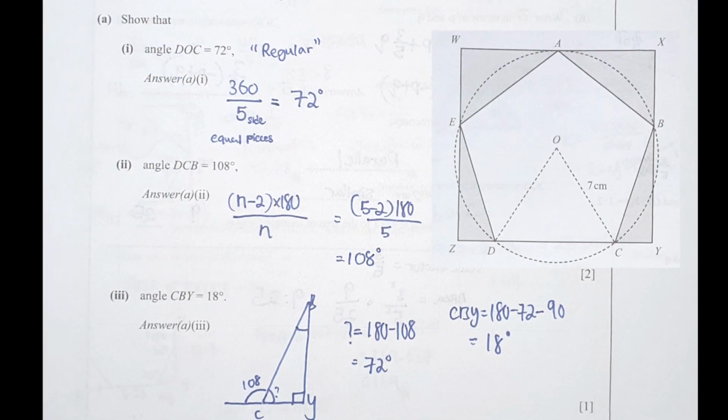As for question 7, show that DOC is 72. So the thing to take note of is that they mention it is a regular pentagon lying inside. So each of it can be broken into 5 parts. So you take 360 divided by 5, you get 72.